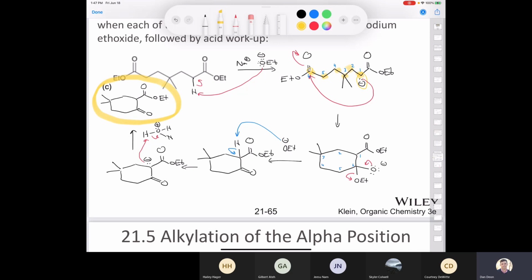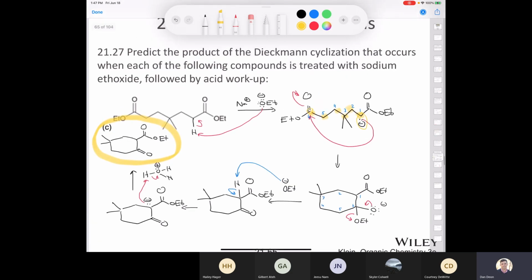Give me a thumbs up if you follow me on that mechanism. Again, it's a 2-step process. The first step is treating it with sodium ethoxide. The second step is treating it with aqueous acid at the end. Did everybody follow me on that? The Dieckmann cyclization, a cool reaction. It's a Claisen condensation, except it's intramolecular.